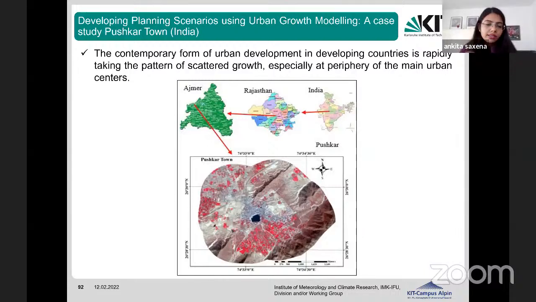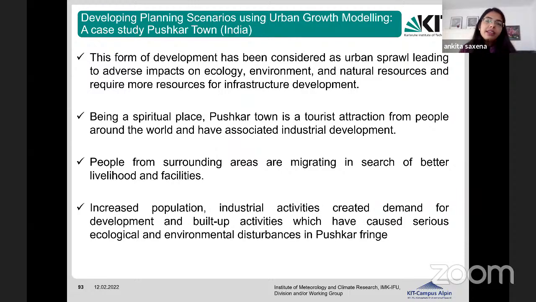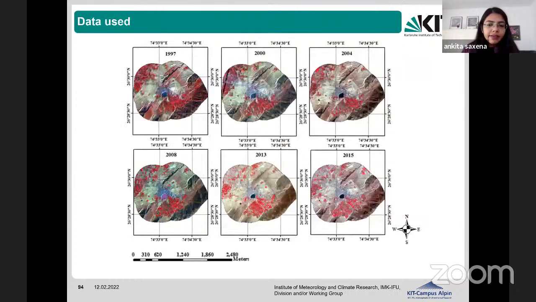So we tried to create some green pockets in between different urban parts where there were no green spaces, which will enhance human life and human well-being. For this, we considered the Pushkar area, a smaller town in Rajasthan, and time series data from 1997 to 2015.